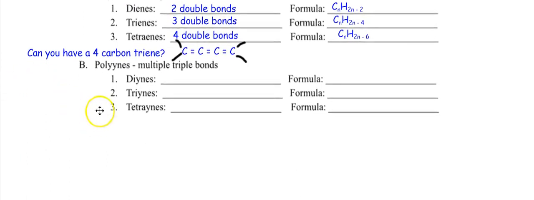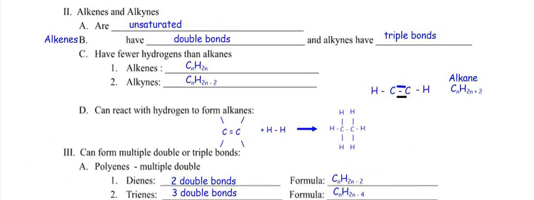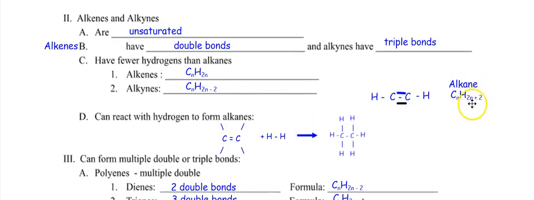Now that's kind of hard to say, isn't it? These are polyenes. These are multiple triple bonds. So diene means I have 2 triple bonds. Now what would be our formula? Let's go back up here for a second. So when I started out with my alkane, I had H2N plus 2. When I made my alkyne, I ended up with 2N minus 2. What's the difference in hydrogens? I had to take away a total of 4 hydrogens to go from my alkane to my alkyne.